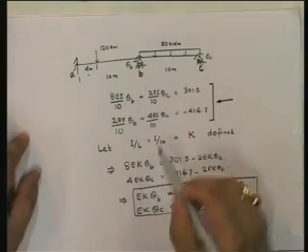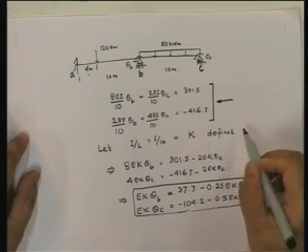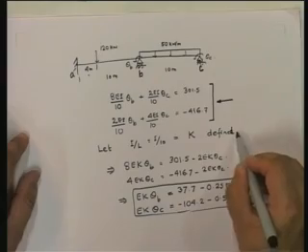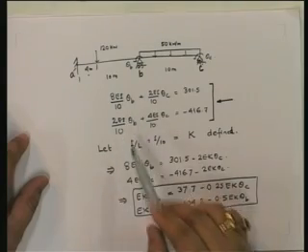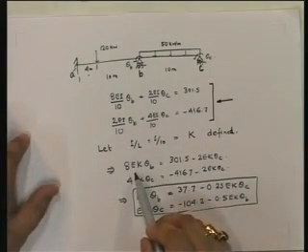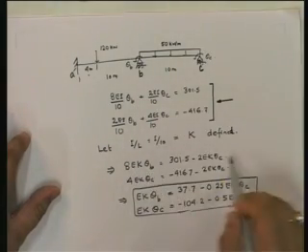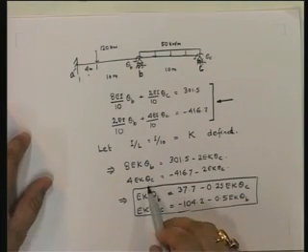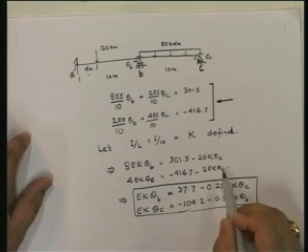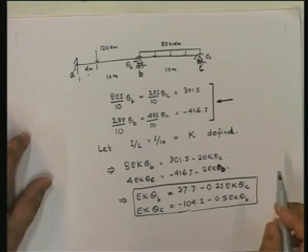Now, since both spans are 10 meters, I'm going to define I upon L, which is I upon 10, to be k. There's a reason why I'm doing this. It will soon become obvious to you. So if I do this, then these equations can be written in this fashion. The first equation I'm going to write with theta B in terms of the moment and theta C, and the second equation I'm going to write with theta C in terms of theta B. Now you may ask, why are we doing this? Well, bear with me.